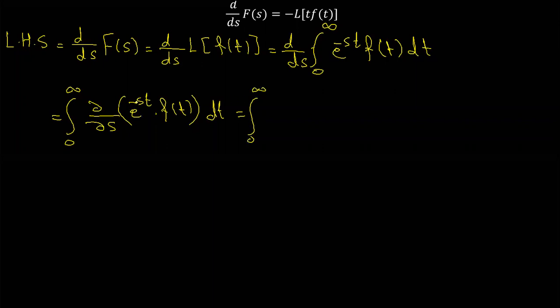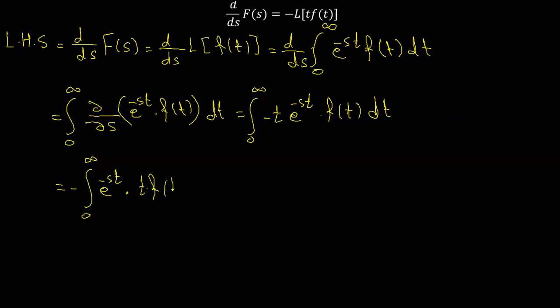Now the differentiation of e to the negative st with respect to s is negative t times the same function, e to the negative st, times f(t). It is a constant with respect to t, all of them times dt. Now I'm going to take this negative out of the integral, and write it as the following: from 0 to infinity, e to the negative st first, times t times f of t. Can I do that? Only I multiplied the t by f and the exponential first.